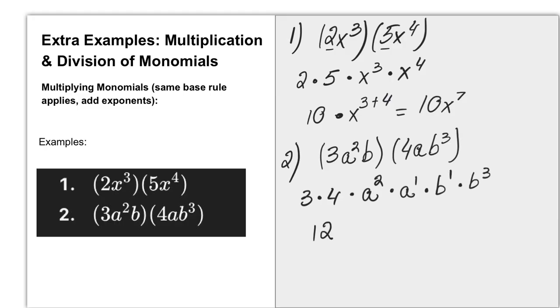3 times 4 is 12. And then we're going to add the exponents: 1 plus 3. Okay, 12. And this will equal 12 a to the third power, 2 plus 1 is 3, and then b to the fourth power.